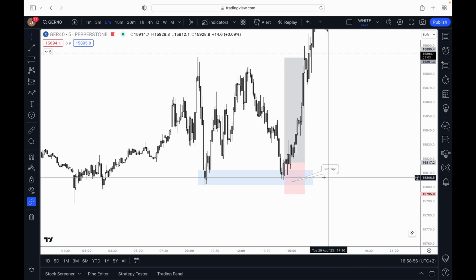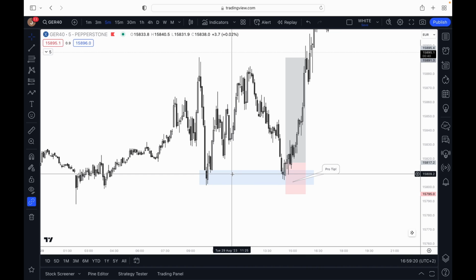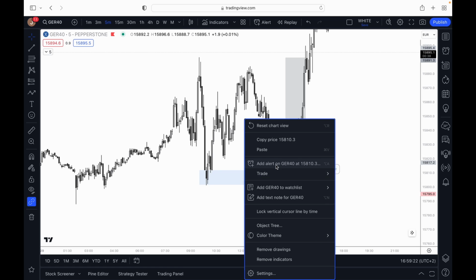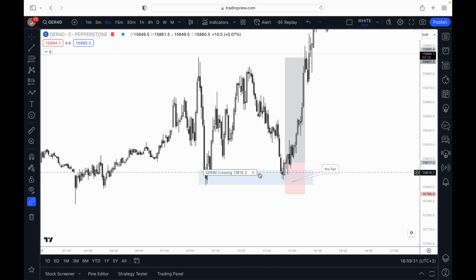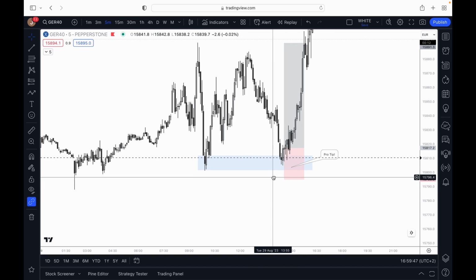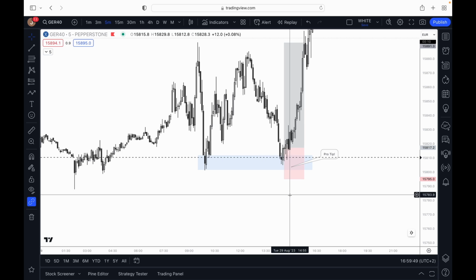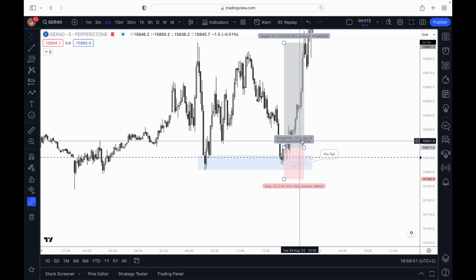So now we are coming to the pro tip. After drawing a demand zone, just set an alert over here and wait till the price comes back to this area. And then you wait for a bullish reaction and you can enter the trade. Because most of the people are just going to buy here, but it's very likely that we go down here if we don't see a bullish reaction.